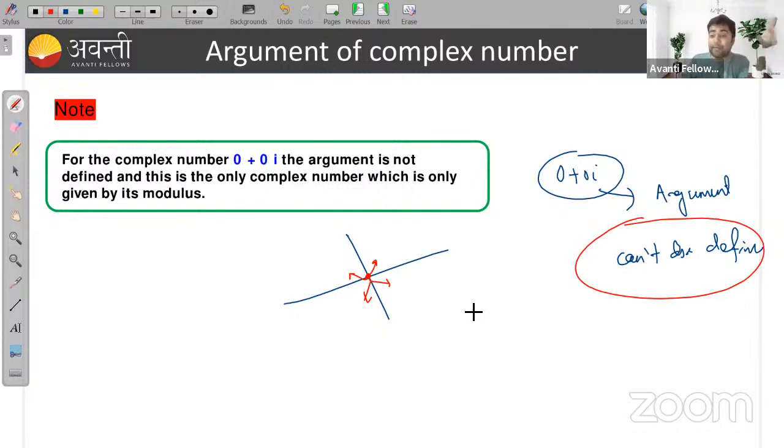It is defined by magnitude only, or we can say modulus only, because for 0 plus 0i, the modulus is 0 itself. Clear, everyone? Remember, 0 is the only complex number whose argument can't be defined. Clear, guys? Okay. If it is clear to all, let's move to the next thing.